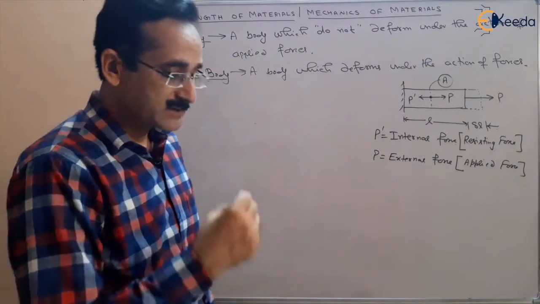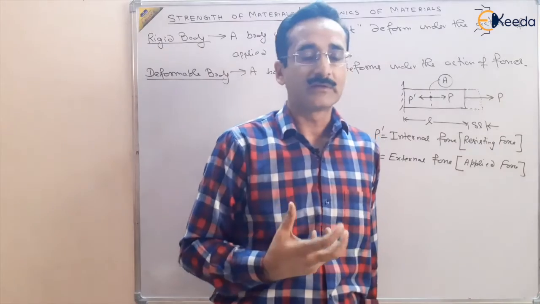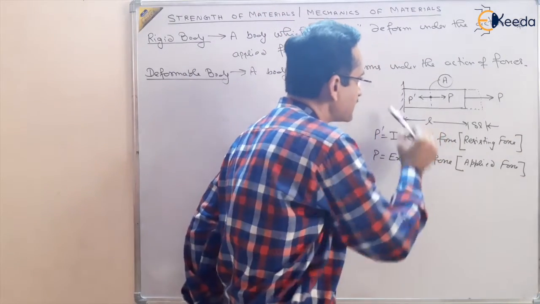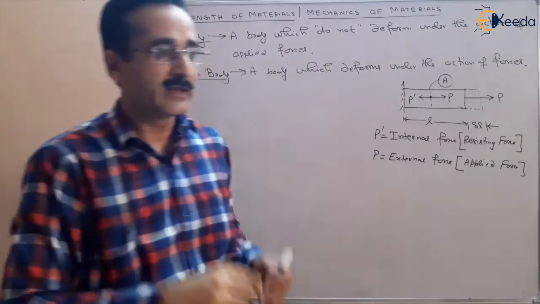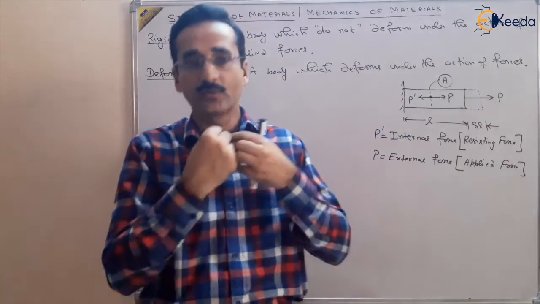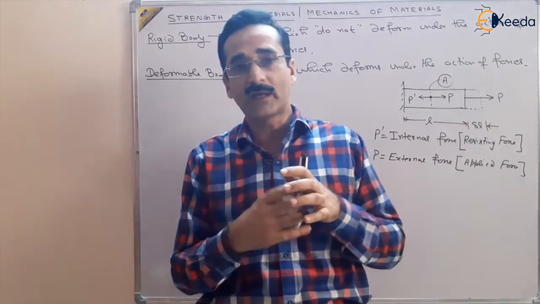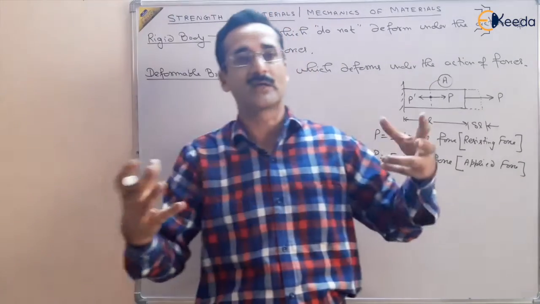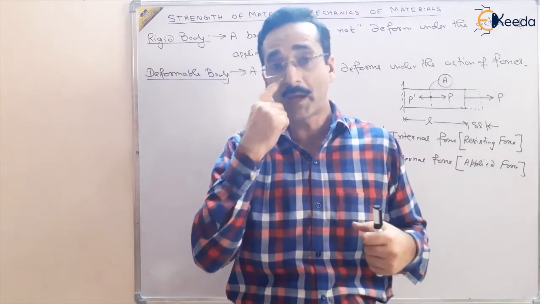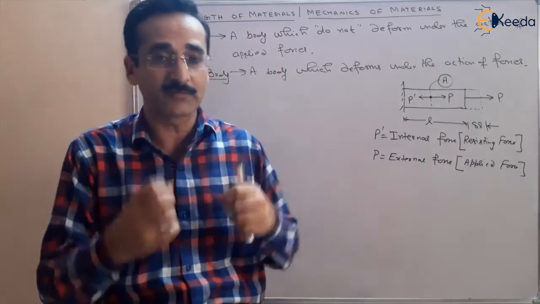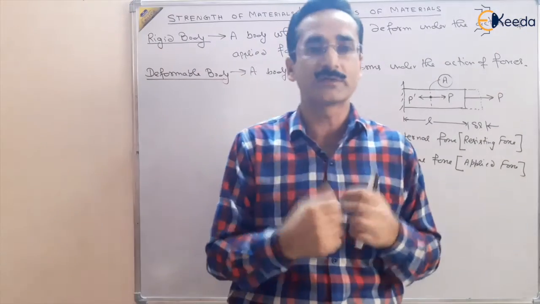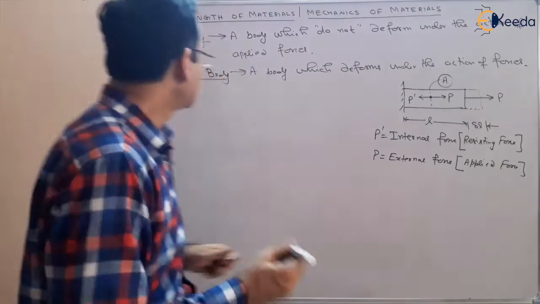So what is then strength of material? The strength of material is related to this force P dash, which is the resisting force. If we go on increasing this external force, the resisting force also goes on increasing. So if it can bear a higher P dash, a higher resisting force, we say that the material has a higher strength. And if this resisting force P dash is low, we say that the material has lower strength. So what is strength of material then?